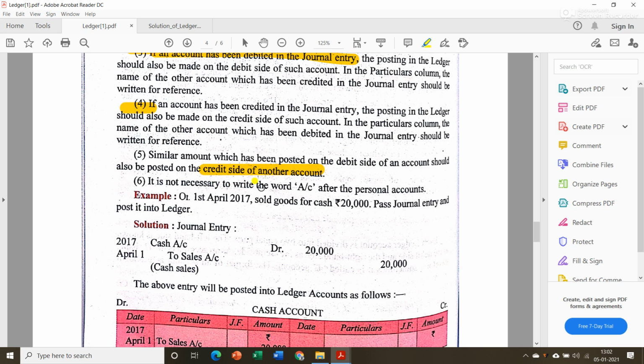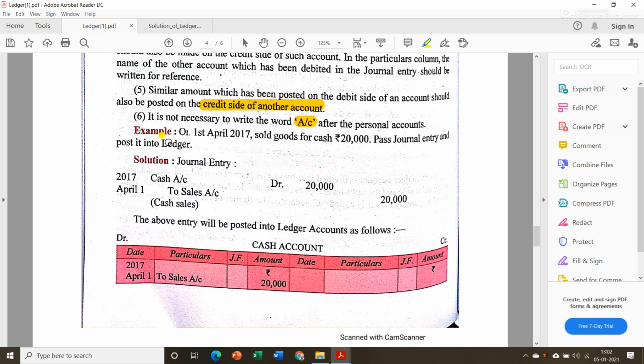Then it is not necessary to write the word account after the personal accounts. As we have seen in the journal, we don't write account in front of the personal account. So in this ledger also, it is not required to write account. Now let us see one example.